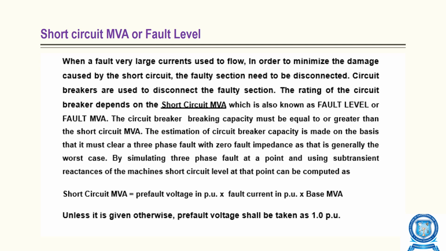Short circuit MVA is equal to pre-fault voltage in per unit into fault current in per unit into base MVA, unless it is given otherwise. Pre-fault voltage shall be taken as 1 per unit.